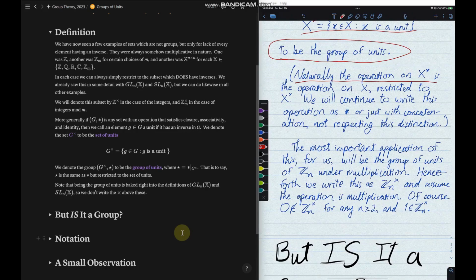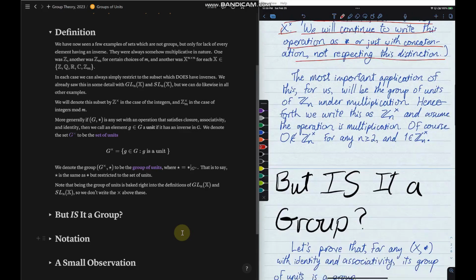Naturally, the operation on X cross is the operation on X restricted to this subset, the subset of the set of all units. We will continue to write the operation with an asterisk or just concatenation, not respecting the distinction between the operation defined on the broader set versus the operation defined on this smaller, potentially smaller, subset.